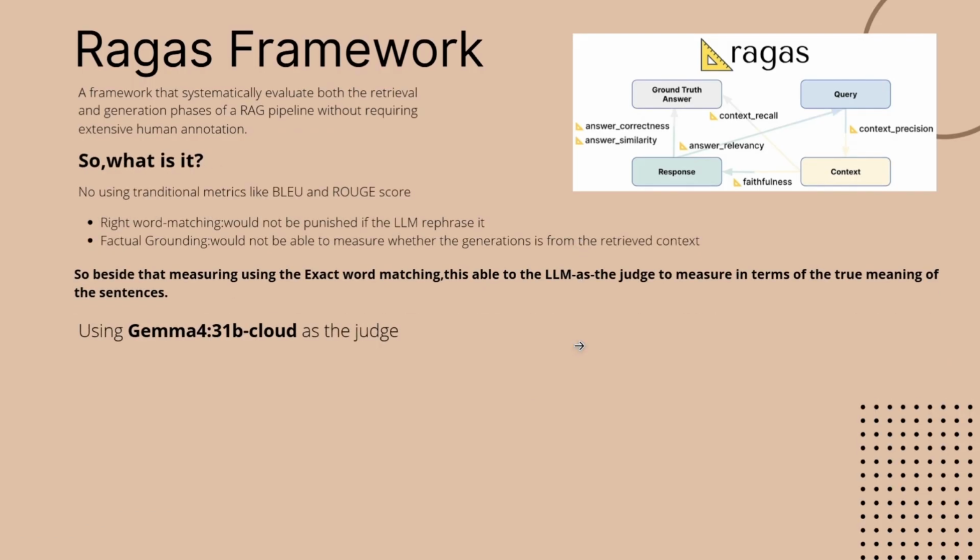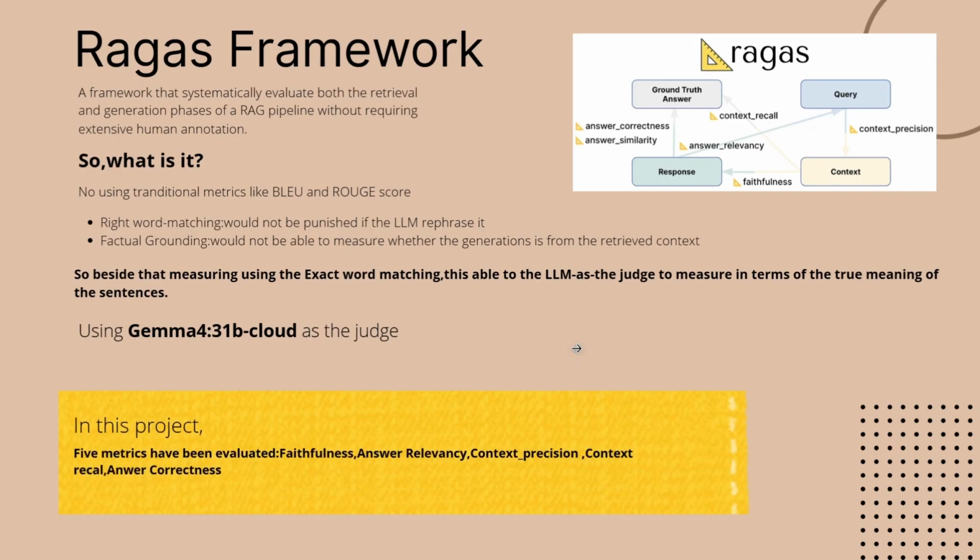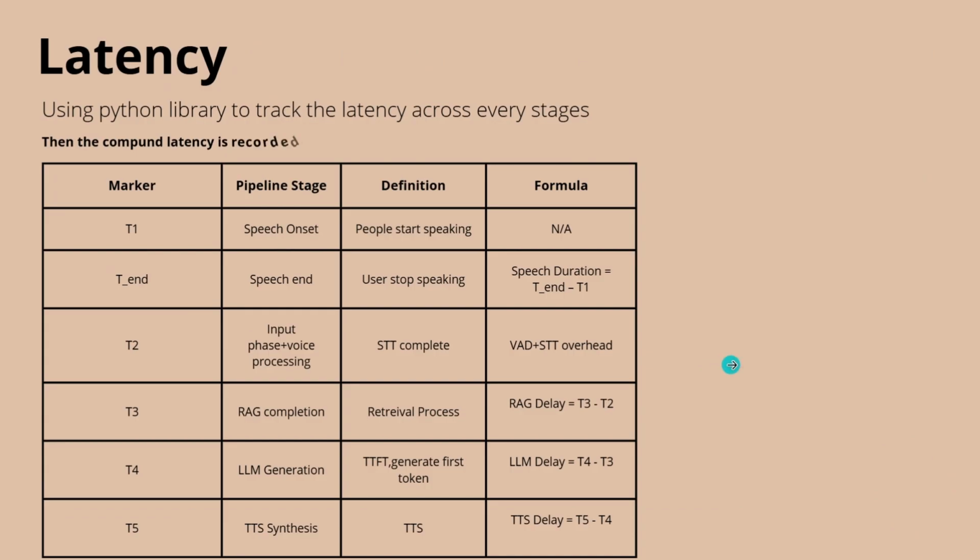So to evaluate the retrieval quality, I use the RAGAS framework. Traditional metrics such as BLEU and ROUGE mainly compare word overlap and are grounded in the retrieval context. RAGAS uses an LLM as judge to evaluate semantic quality instead of exact words. In this project, Gemma 3 at 1 billion parameters was used as the evaluator. Five metrics are evaluated: faithfulness, answer relevancy, context precision, context recall, and answer correctness. For latency, I calculate the latency across 8 stages.